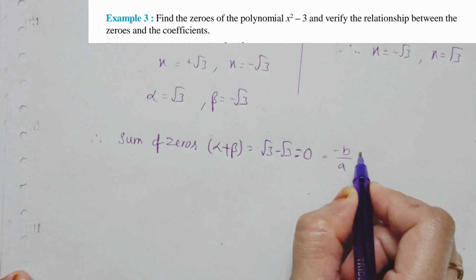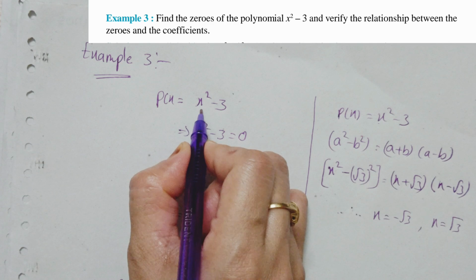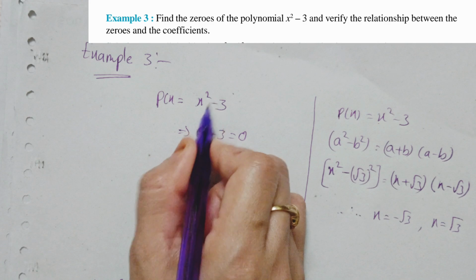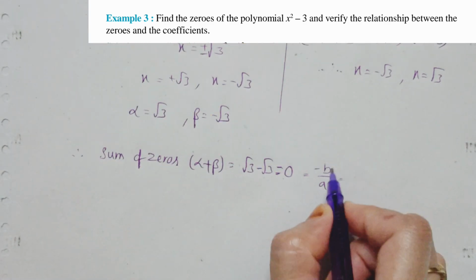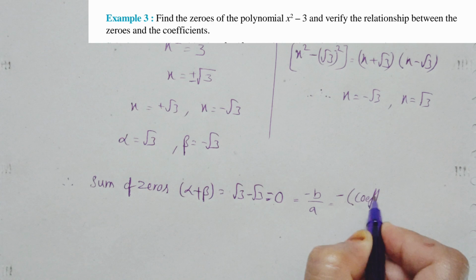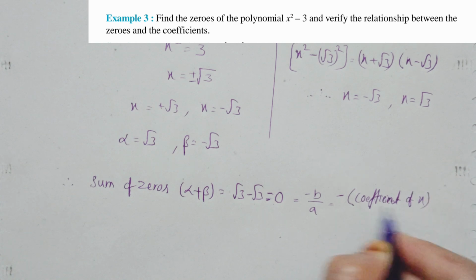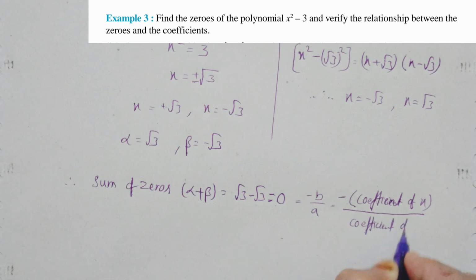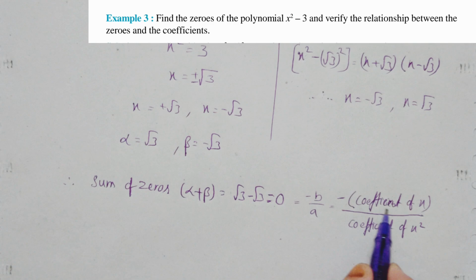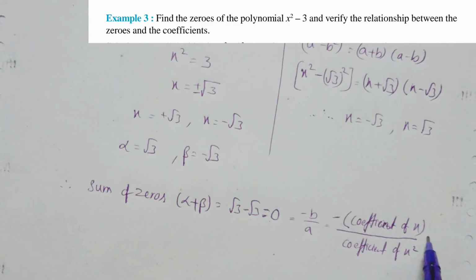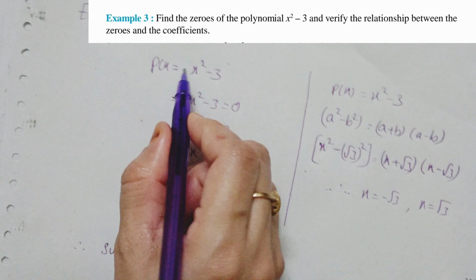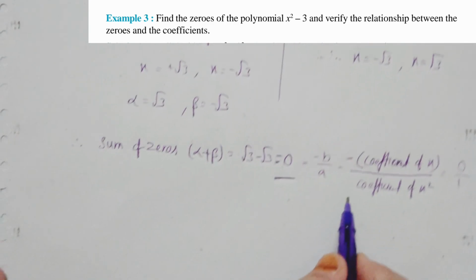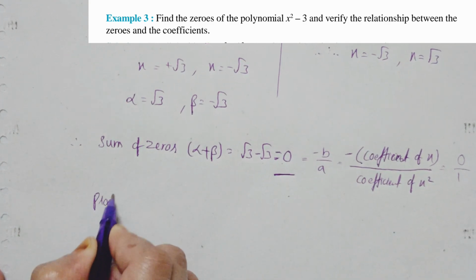Here b means, what is b? B means coefficient of x. Here there is no coefficient of x. X square we have. We don't have x value here. That's why minus of coefficient of x divided by a means coefficient of x square. Here we don't have x coefficient, that's why it is 0, and coefficient of x square is 1. 0 by 1 means 0 itself. Okay, now it's clear. Now we'll find out the product of zeros.